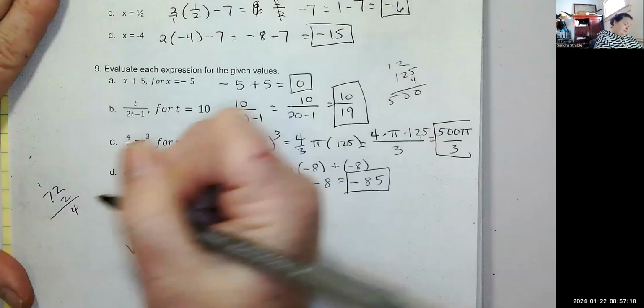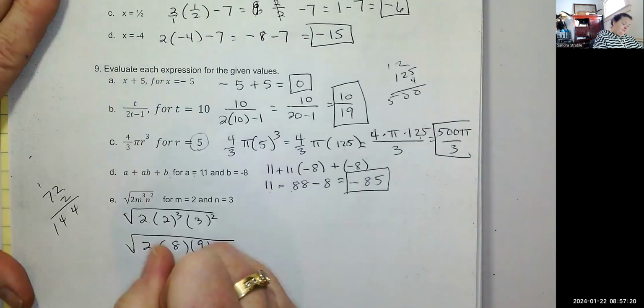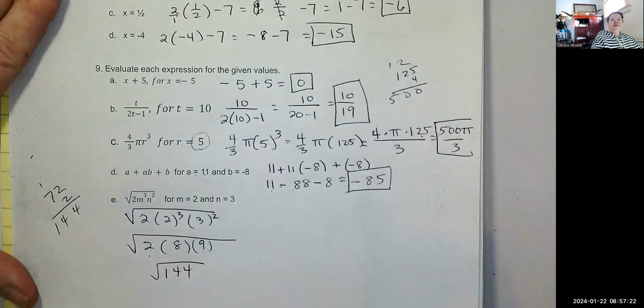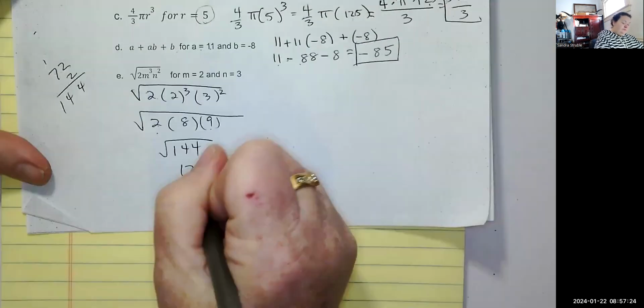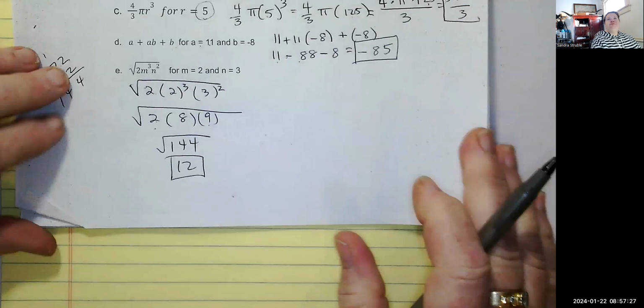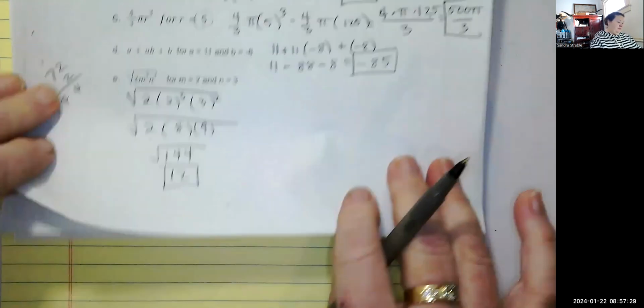Why did I do that? 2 times 2 is 4, 14. So 144. Okay, that's just 12. Awesome.